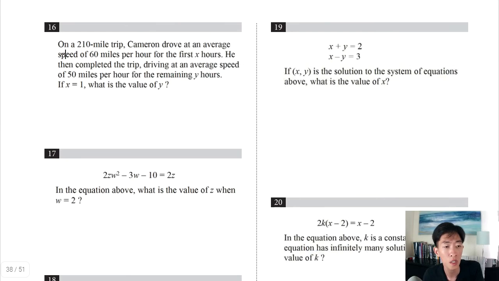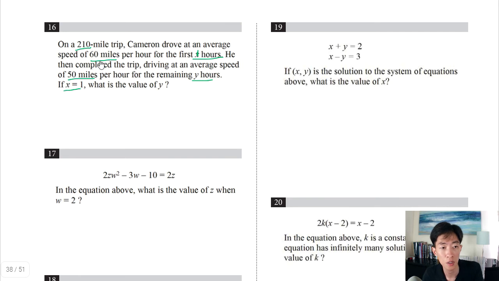Question 16. On a 210-mile trip, Cameron drove an average of 60 miles per hour for the first x hours. He then completed the trip driving at an average speed of 50 miles per hour for the remaining y hours. If x equals 1, what is the value of y? So at first this sounds kind of confusing, but keep in mind they're giving you the fact that x equals 1, which actually makes this a very easy problem.